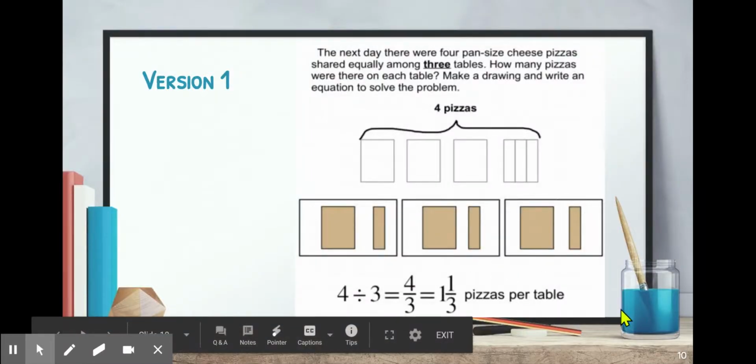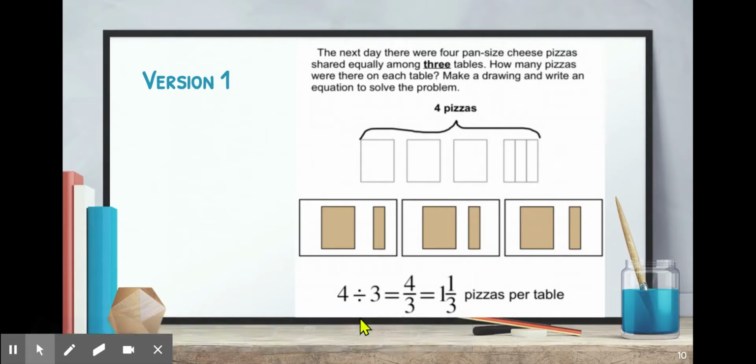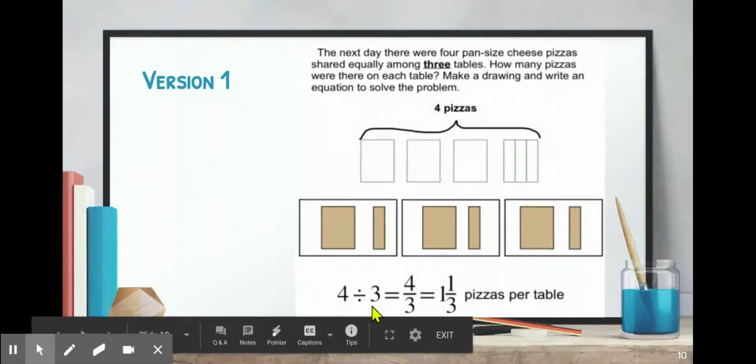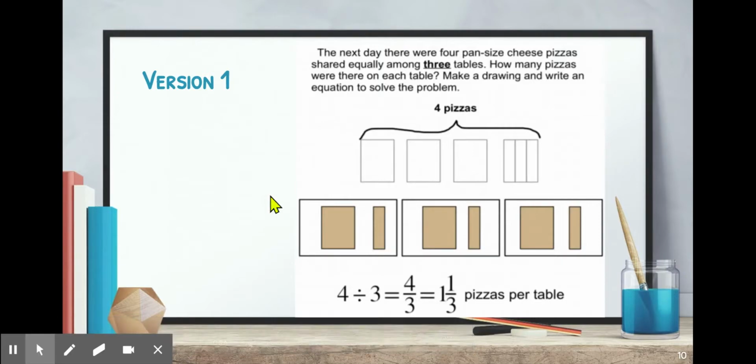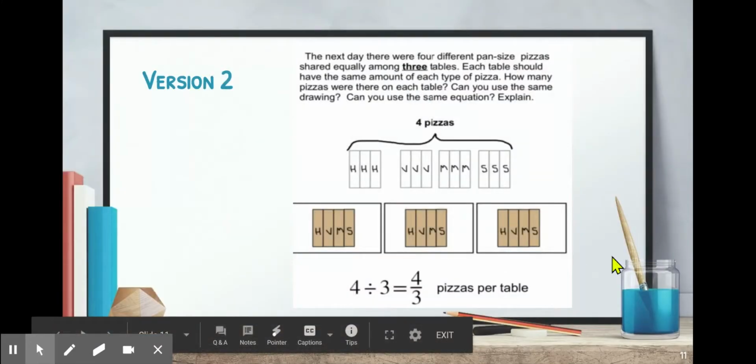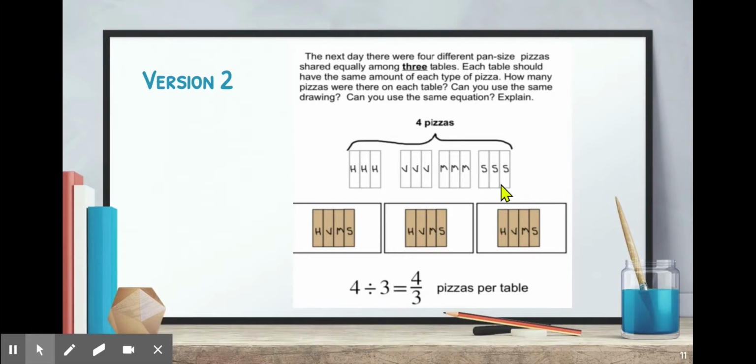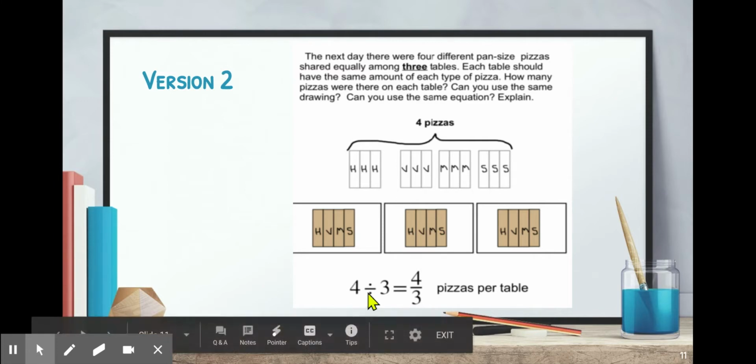Here's version 1. Here are our 4 pizzas. We have 4 pizzas divided by 3 tables, so each table is getting 4/3 of a pizza, or 1 1/3 pizzas. Here's version 2. We're still starting with 4 pizzas. Notice each pizza is a different type. We have 4 pizzas divided between 3 tables. That is the fraction 4/3. Each table still is getting 4/3. Notice each of these thirds is a different type of pizza.